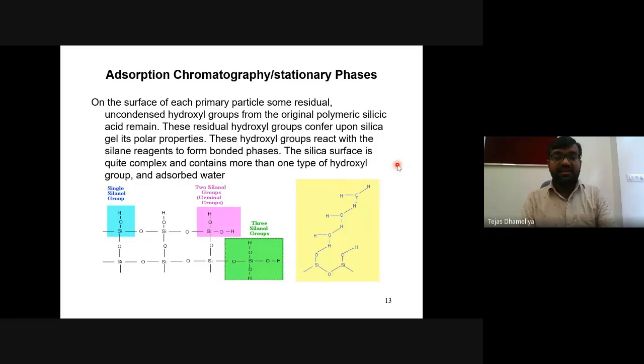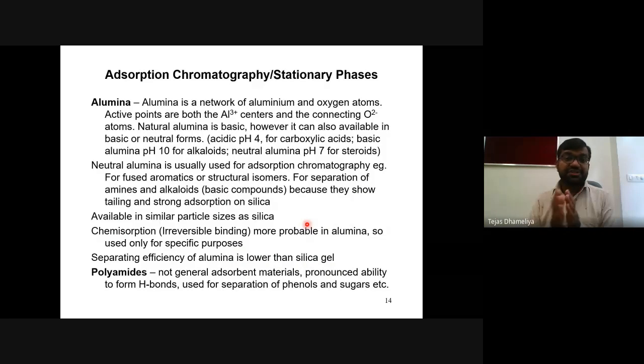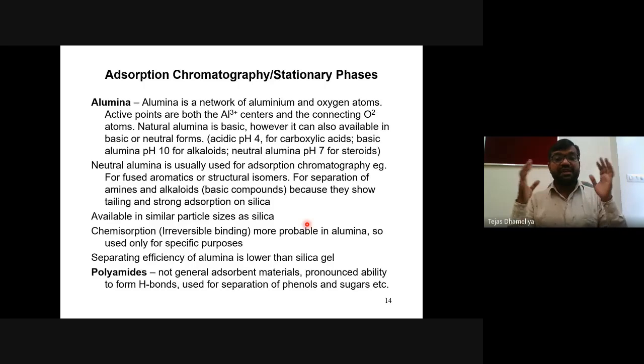Then here, if a terminal silanol group is there, the terminal silanol group will have a total of 3 hydroxyl groups, and this can interact with other chemical constituents whose separation we want.